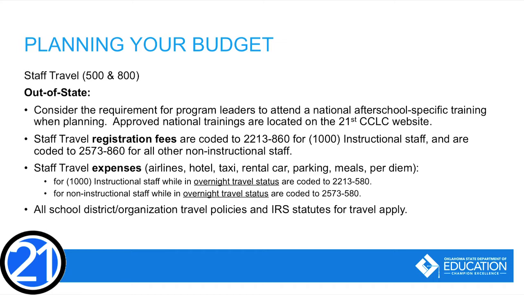Not only can you find out more about the conferences, but you should find any registration fees listed, which will be coded to either 2213-800 for instructional staff coded in the 1000s, or 2573-800 for any other 21st Century personnel who is not instructional staff coded in the 1000s. Other travel expenses beyond the registration fee are coded to 2213-500 for instructional staff who are coded in 1000s, or 2573-500 for any other 21st Century personnel.